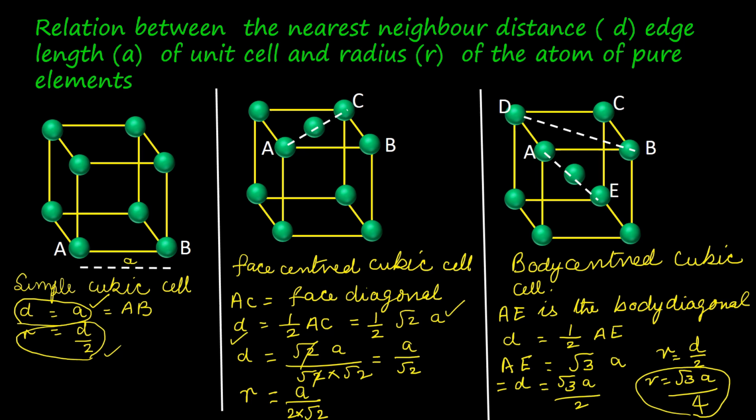For face-centered cubic cell, D is equal to A by root 2 and R is equal to A by 2 root 2. For body-centered, D is equal to root 3A by 2 and R is equal to root 3A by 4. Keep these points at fingertips to do problems with great ease.